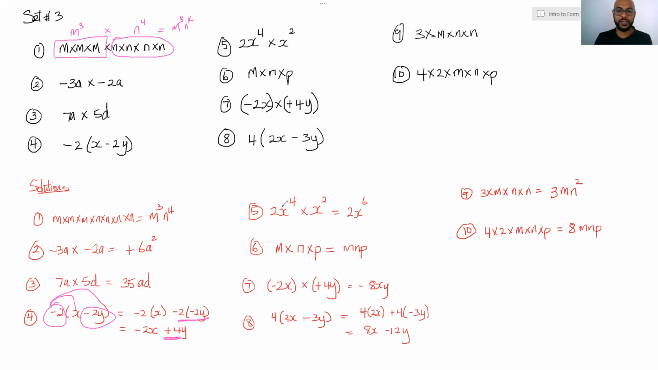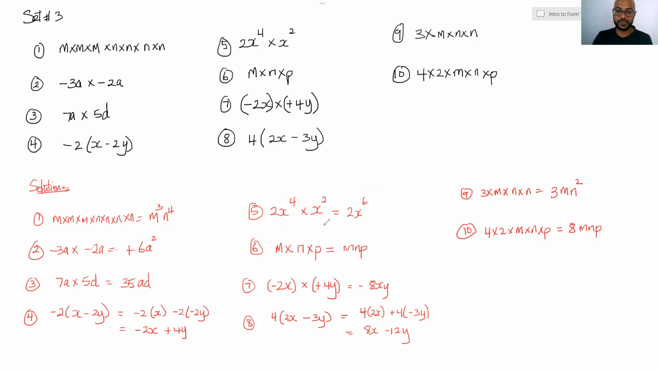Number 5, we're looking at 2x to the power of 4 multiplied by x squared. Again, we do the numbers. Here's our 1, so we'll just continue with the 2, because there's no number in front of the second term. The x's are both the same variable, so we can add these powers. We have the 4 being added to the 2 to give us 2x to the power of 6.